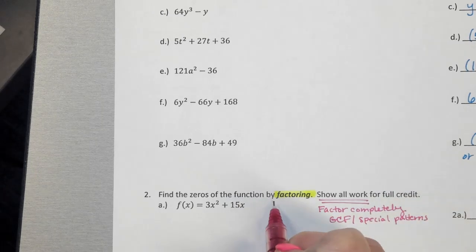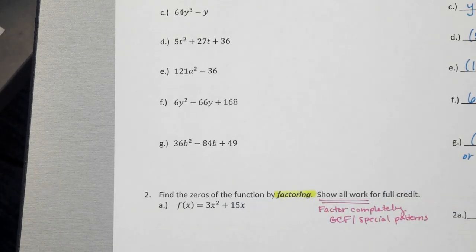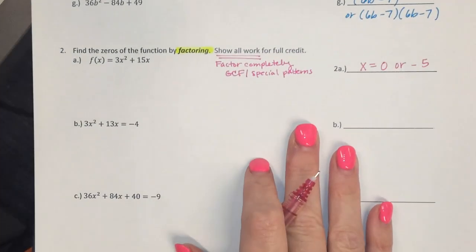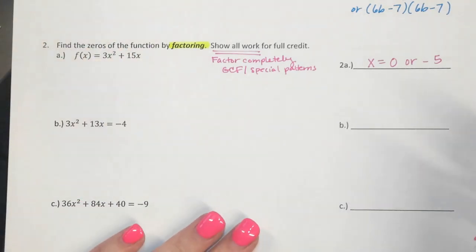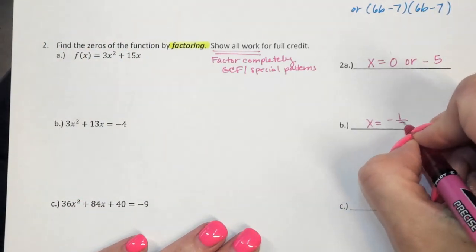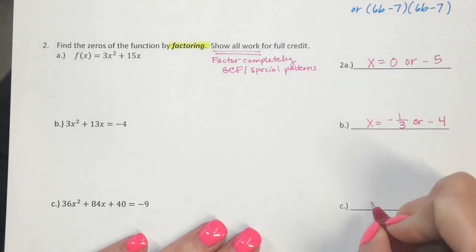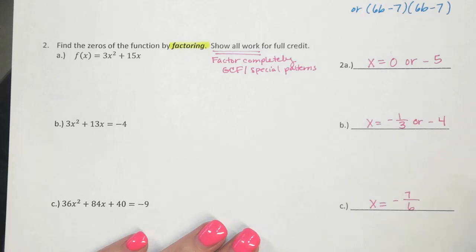Okay, and again, it's because it says to do that by your factoring. Your 2 solutions for A are going to be x equals 0 or negative 5. You just put a comma, that's fine. I'm just going to have you check your answers first, and then we're going to go over that. Okay, and then for B, you should have x equals negative 1/3 or negative 4, and C is x equals negative 76.